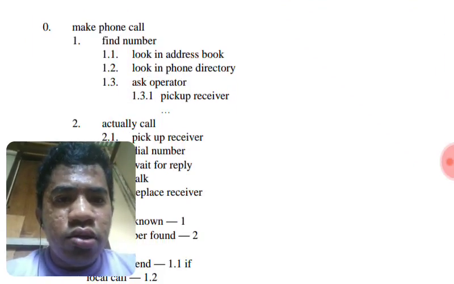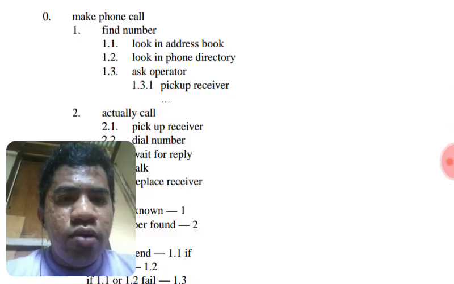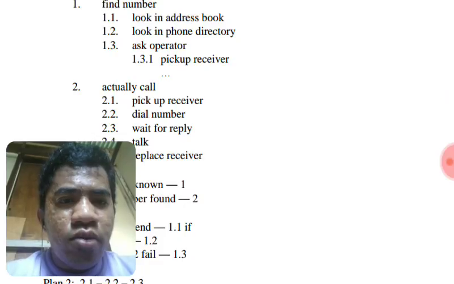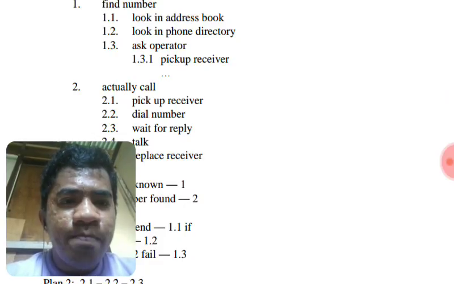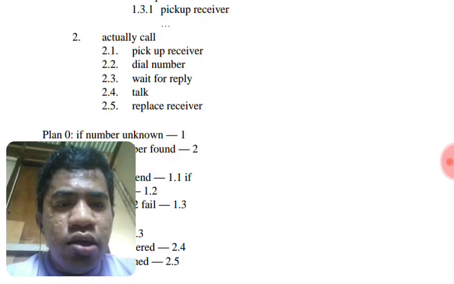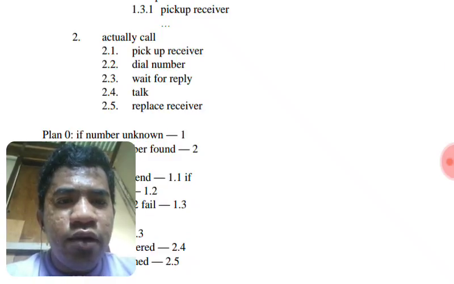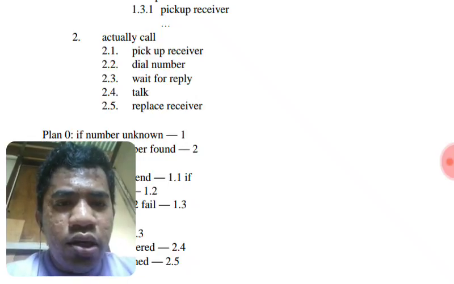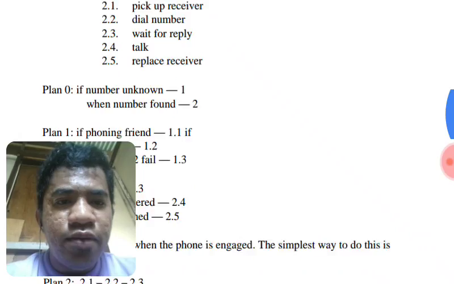0. Make a phone call. 1. Find a number. 1.1. Look at address book. 1.2. Look in phone directory. 1.3. Ask operator. 1.3.1. Pick up receiver. 2. Actually call. 2.1. Pick up receiver. 2.2. Dial number. 2.3. Wait for a reply. 2.4. Talk. 2.5. Replace receiver.